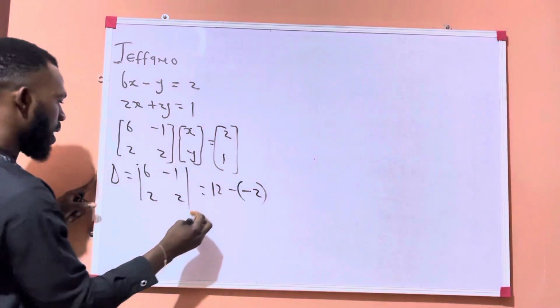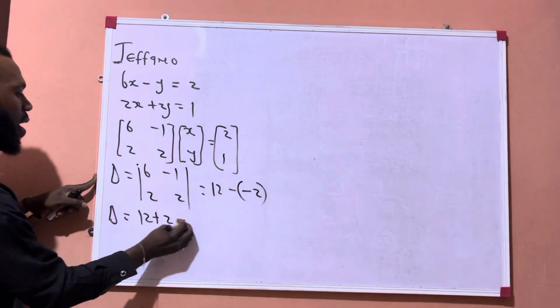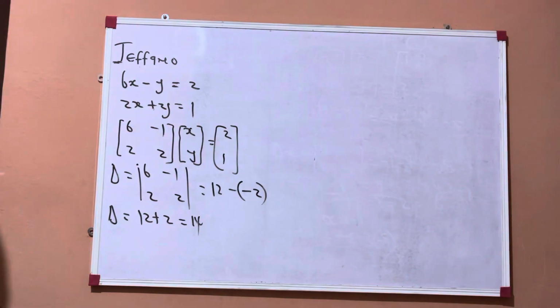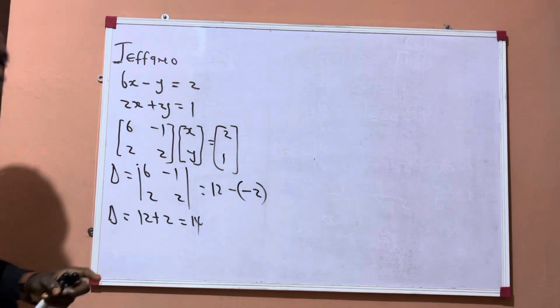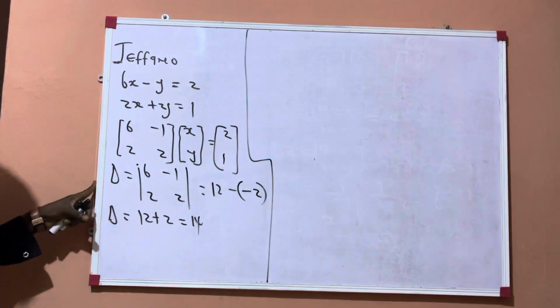So what do we have? It becomes change becomes 12 plus 2. And what is the answer? 14. So it means the value of change is 14. Now, what is the next thing we solve for? Changing x.